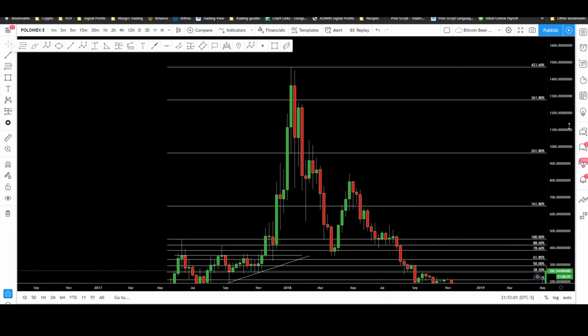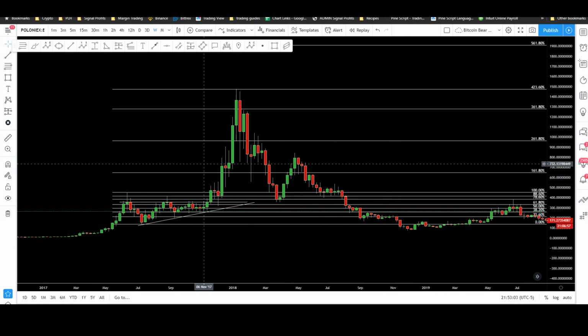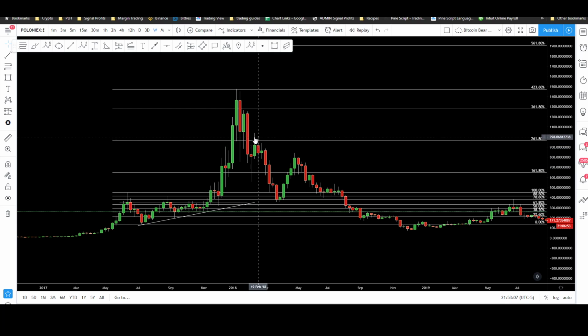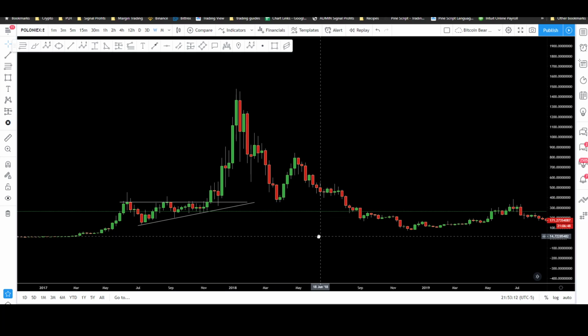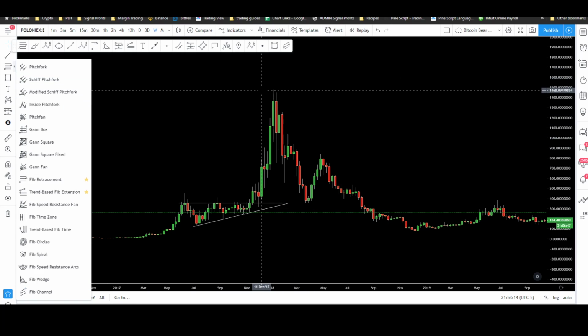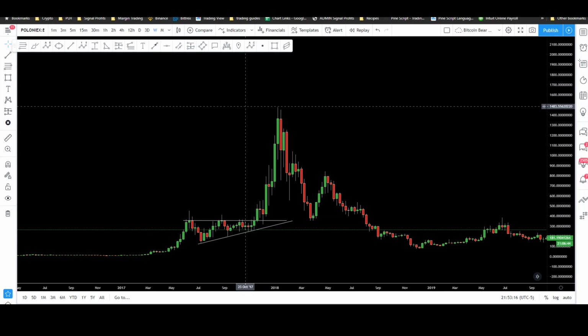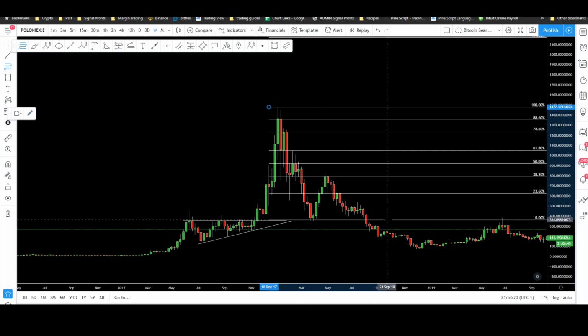Yeah. And then you can use these extensions also as potential bounce plays. So we came down, we bounced off the 1618, we came up, rejected off the 2618. So really helpful in downtrends as well. But again, we're going to use this pullback tool. So we saw the swing high, and we saw the swing low.